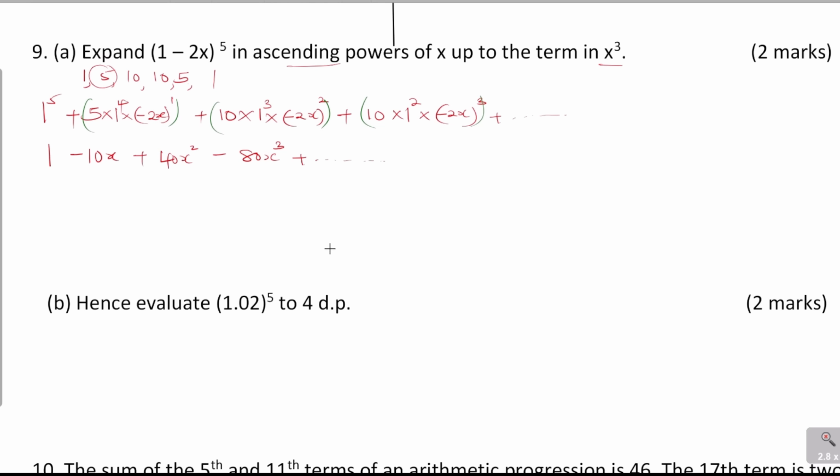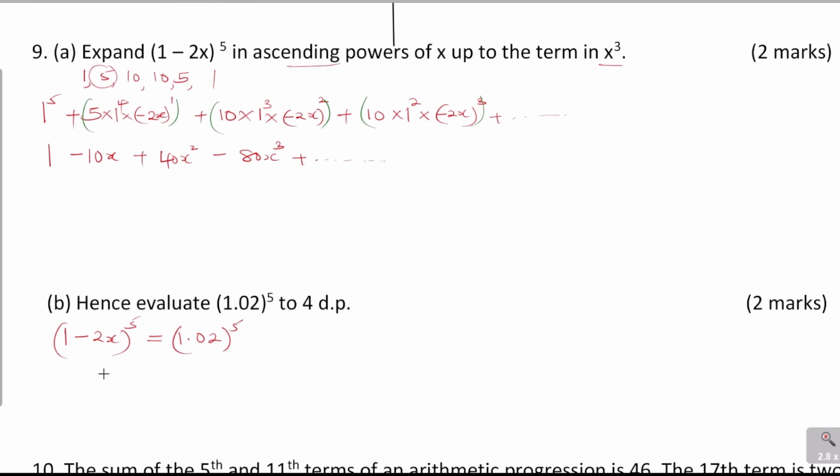Part B. Hence evaluate 1.02 to power 5 correct to 4 decimal places. Now this is how you do it. Because you're supposed to use the expansion in part A, the first thing you need to get is the value of x. We're using the expansion that we got, so equate (1 minus 2x) to power 5 to 1.02 to power 5. The reason why you're writing this is to get the value of x, which you shall use to substitute in that expansion.